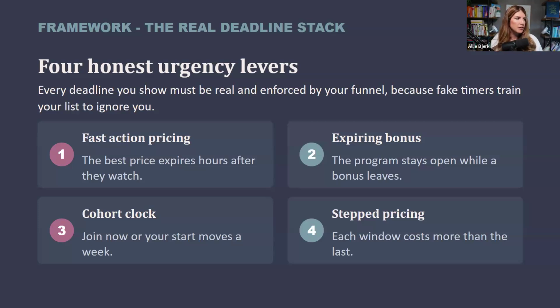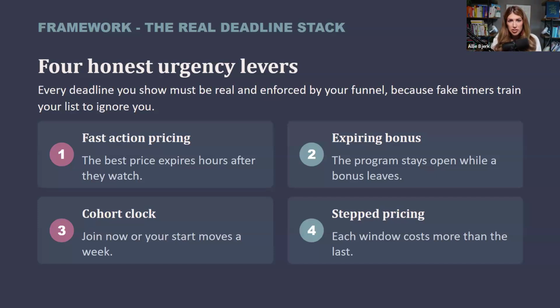The other thing that can work is cohorts. If you don't want to use a timer and you don't have expiring bonuses, really push the messaging of, nothing changes if nothing changes, right? If you don't change anything and you don't jump in with this cohort, a month from now, you're going to be in the same place. You're going to get another bad grade. You're going to continue questioning if your kid should be in school. You're going to just keep living the same day that you're living every single day until you make a decision to make a change.